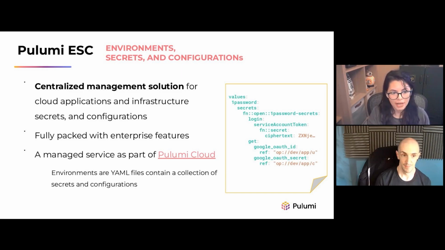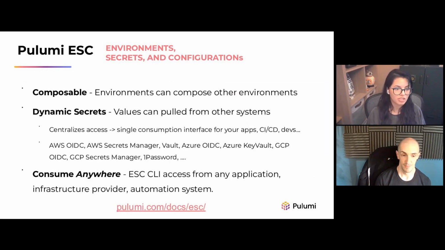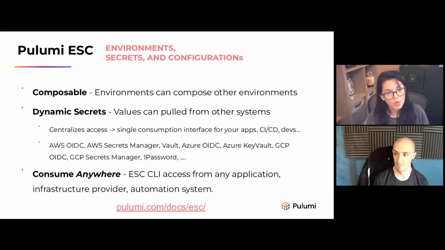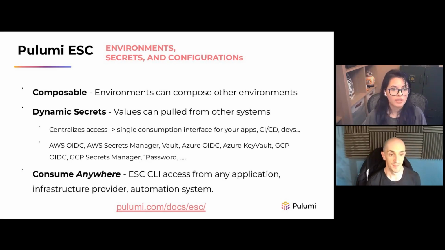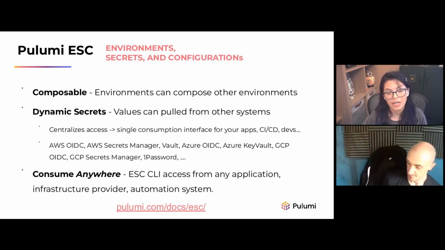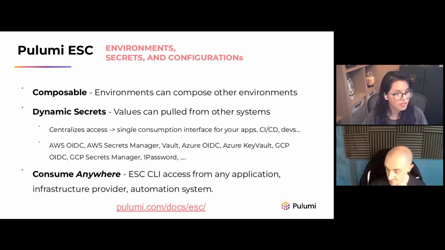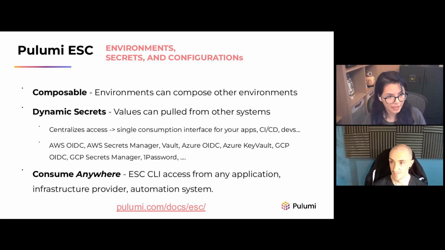So a couple of additional benefits that Pulumi ESC offers, it's the ability to compose environments. So you can have this idea of inheritance, where one environment can inherit values and secrets from another environment. And dynamic secrets, which is what we will be configuring here shortly. Again, with dynamic secrets, the idea is that we're now pulling secrets from other systems or generating secrets on the fly, as is the case with AWS OIDC, which is your OpenID Connect.